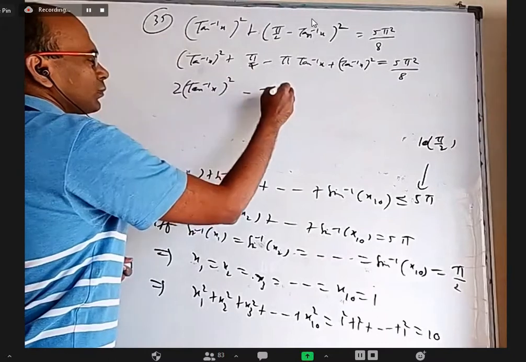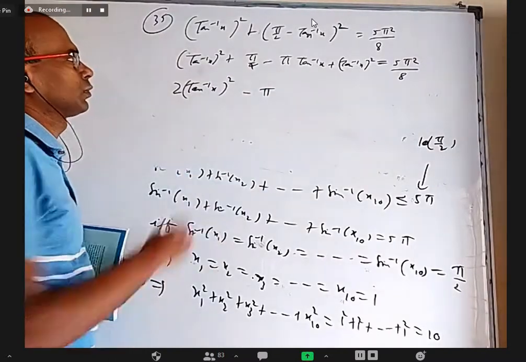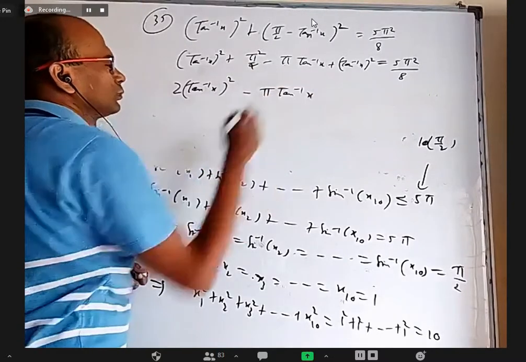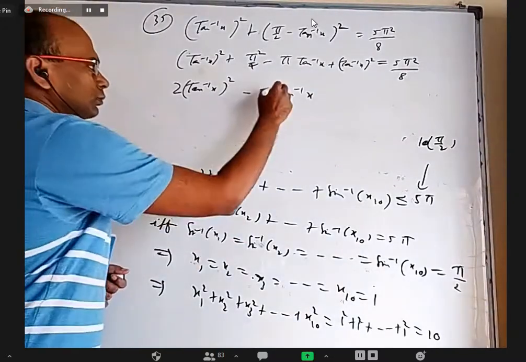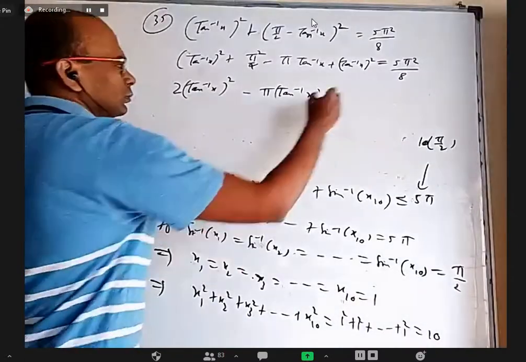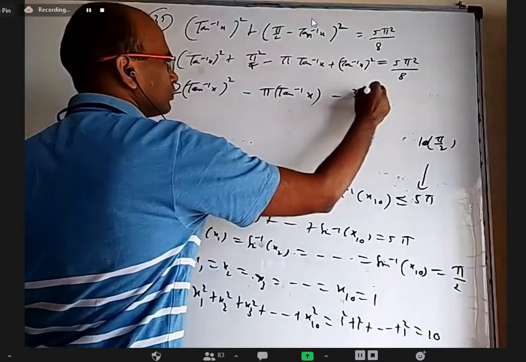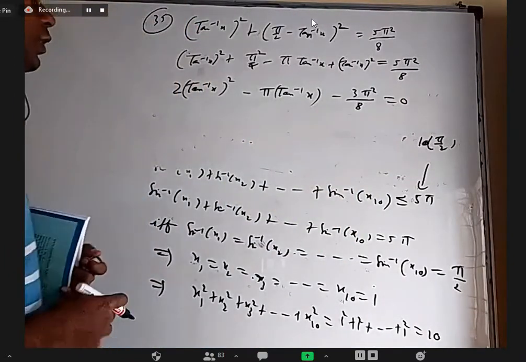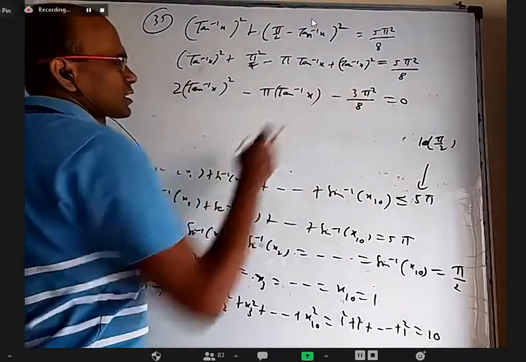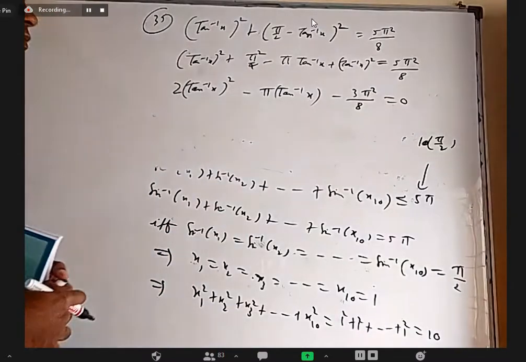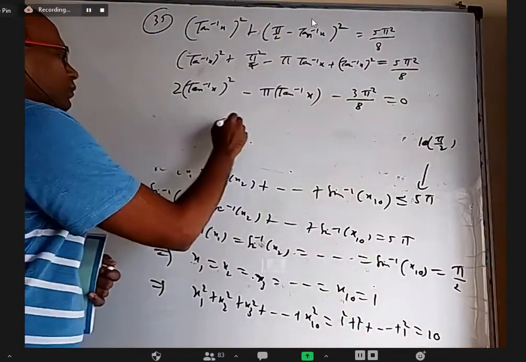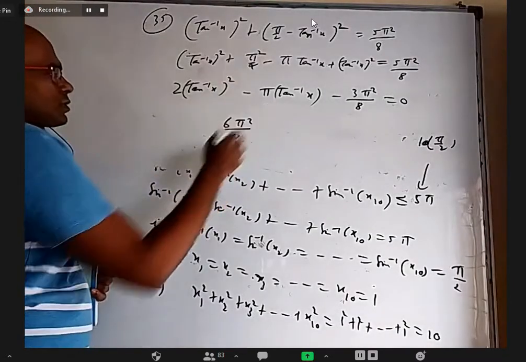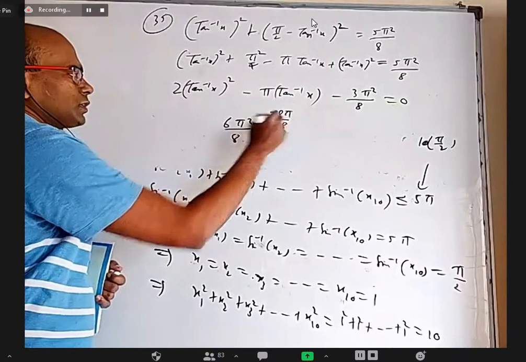Pi square by 4, sir. Okay, I have to split. This is 6 pi square by 8. How to write it as a product of two things whose difference is minus 8 pi by 8.